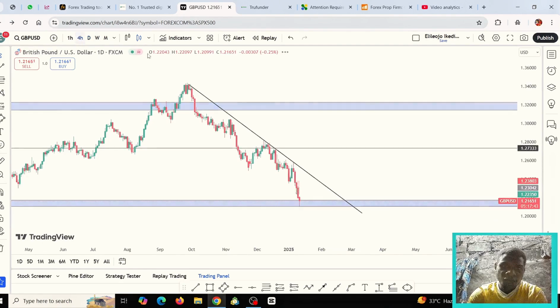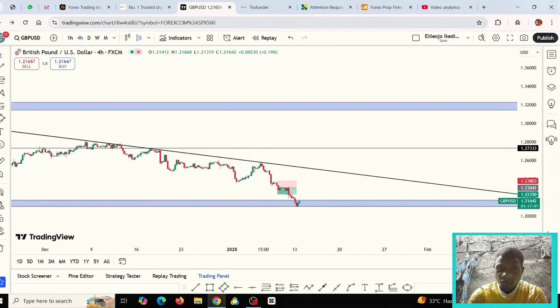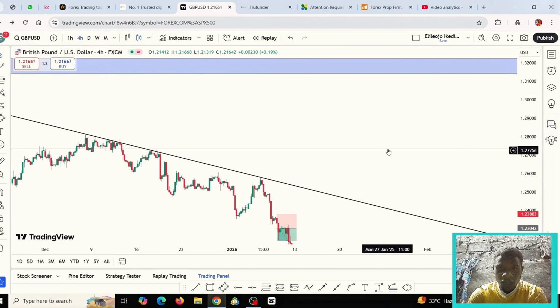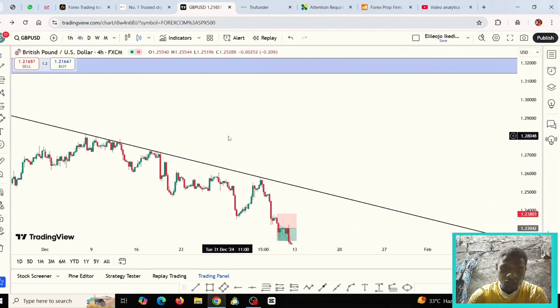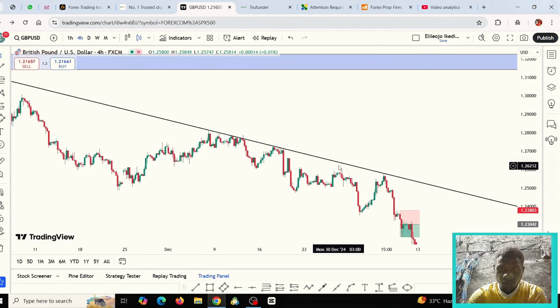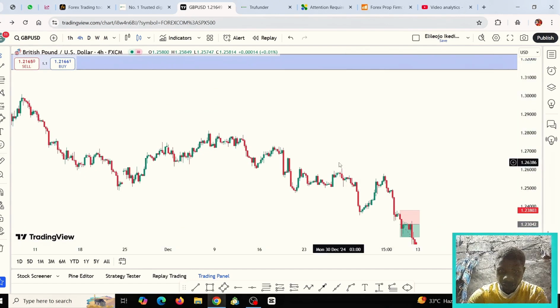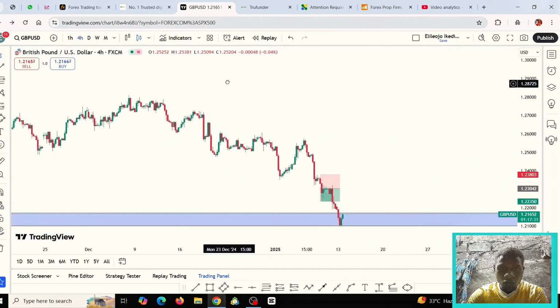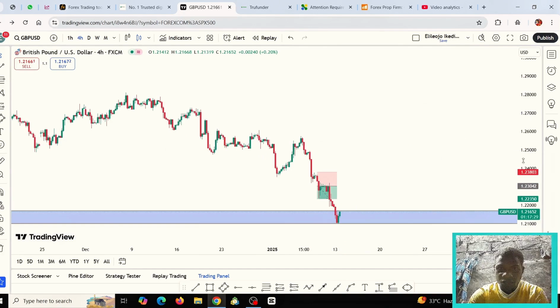Now let's scale even lower to a 4 hour. Let me remove this so you don't get distracted. Now looking at the 4 hour time frame now.